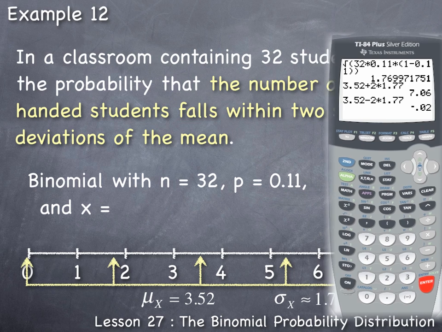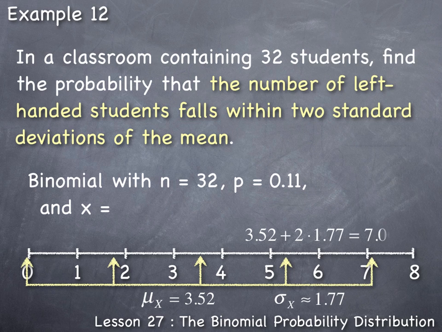Thus, the number of left-handed students that falls within 2 standard deviations of the mean falls within a low of negative 0.02 up to a high of positive 7.06. Now, the random variable x, when it's binomial, is discrete, so we only get whole numbers only, because it's a yes or no. The student is either left-handed or they're not. There's no decimals in between.